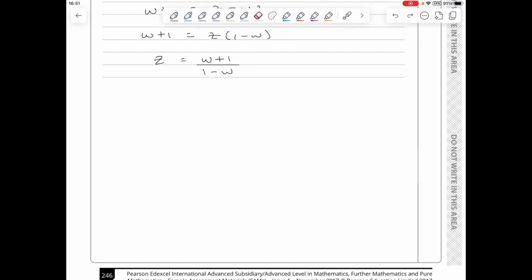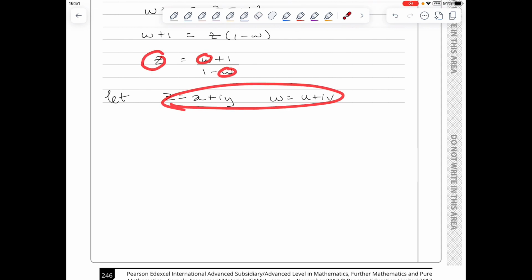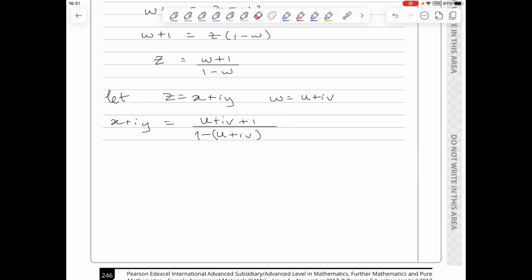Now let z be the complex number x plus iy and w be the complex number u plus iv. So if I replace this z and these w's by these complex numbers, I will get the following: x plus iy is equal to (u plus iv plus 1) over (1 minus u plus iv). Next, I will separate the real and imaginary, so I get the following. u plus 1 plus iv for the numerator and 1 minus u minus iv for the denominator.